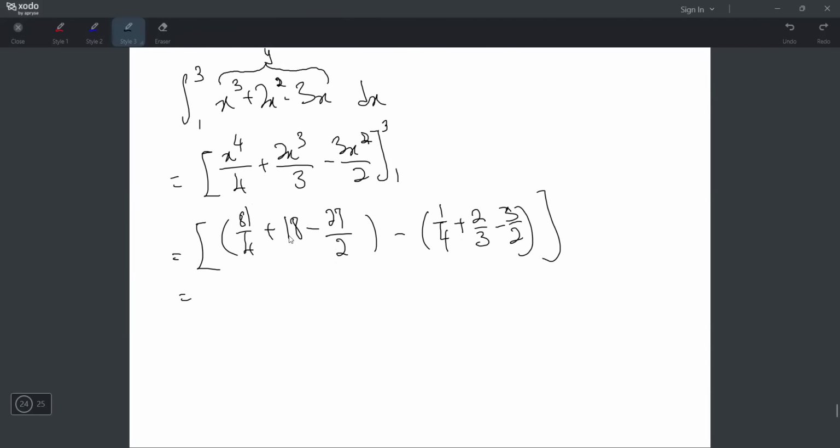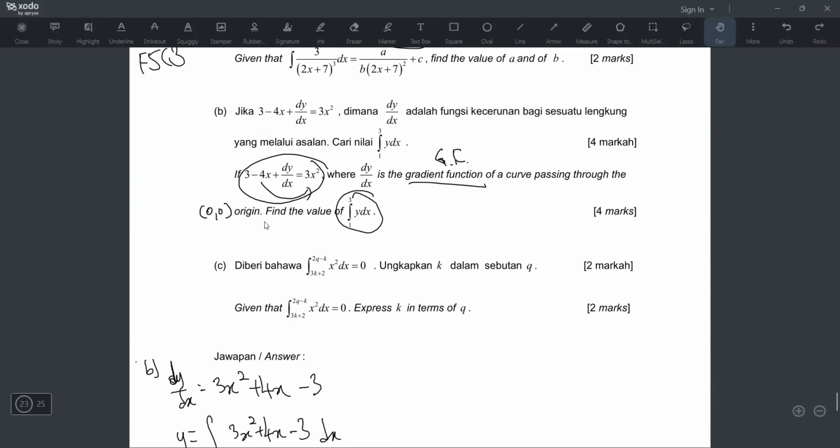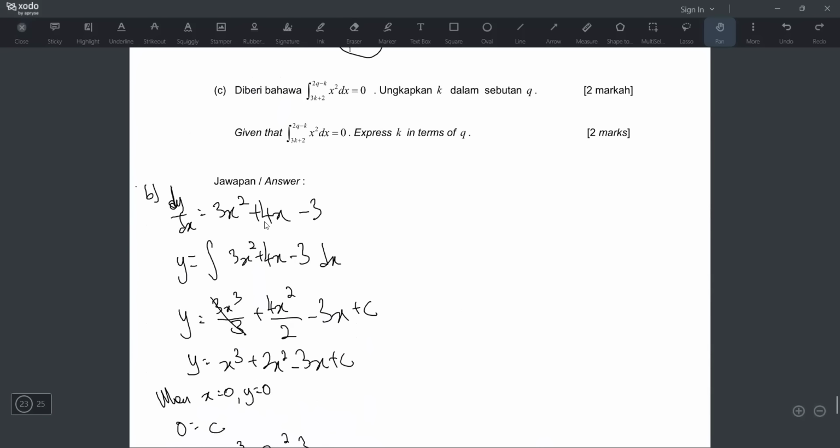81 over 4 plus 18 minus 27 over 2. I got 99 over 4. And then here minus, I also minus. 1 over 4 plus 2 over 3 minus 3 over 2. Calculator gives negative 7 over 12. And then minus minus becomes plus. And then when you add, you get 76 over 3. So that's the answer for B.